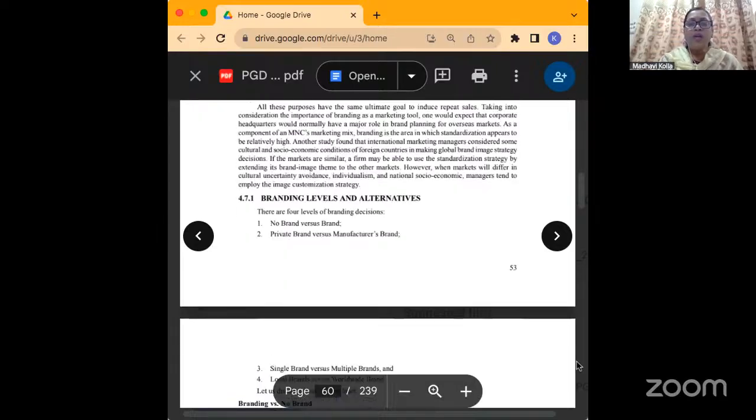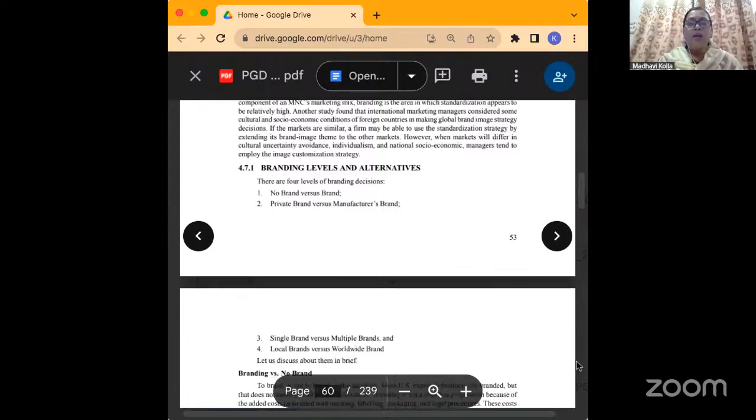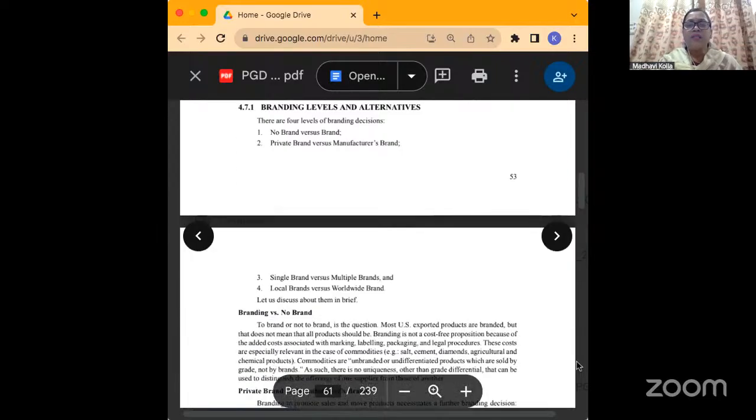So, if you are looking in terms of branding level and alternatives, one important aspect is no brand versus brand. So, what does this mean? When you're talking about branding versus no branding, that means most US companies are branded. It does not mean that all products should be branded, right?